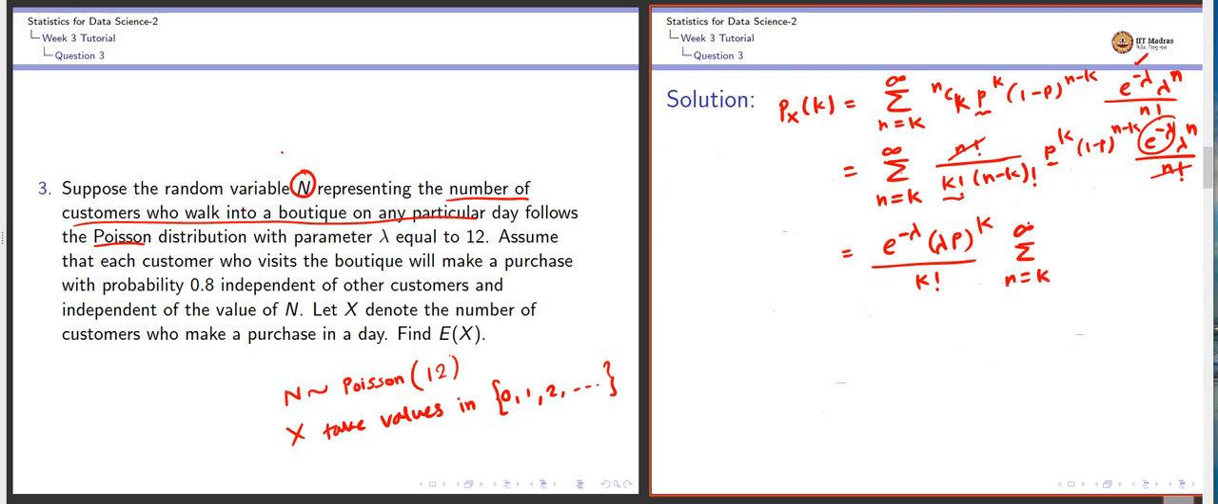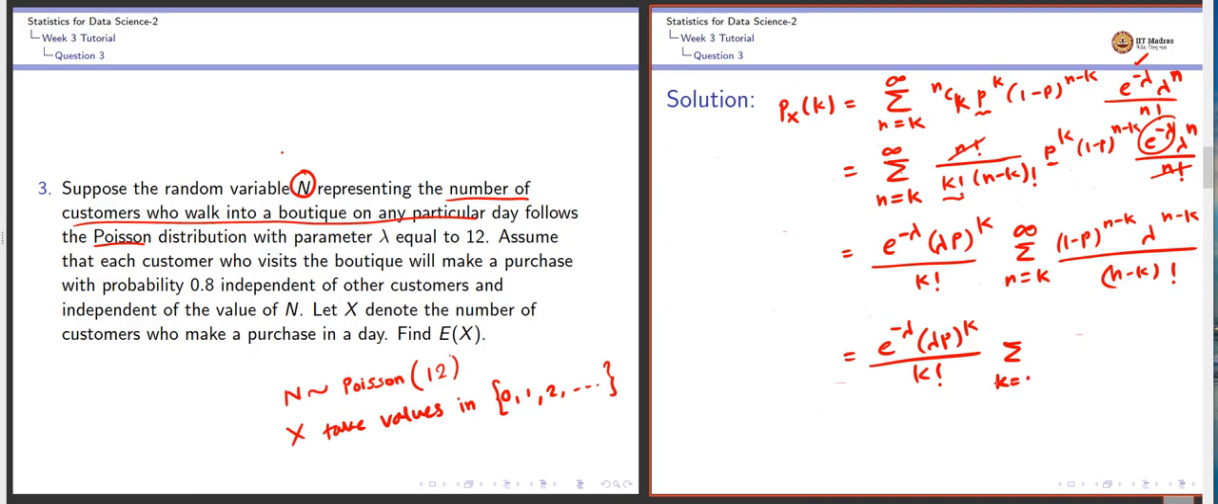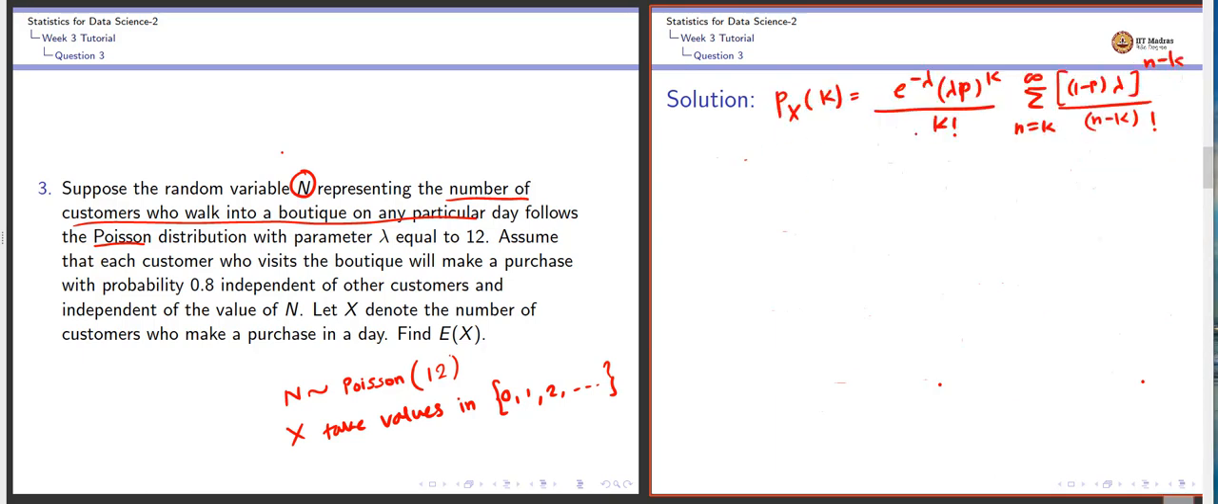So inside the summation, n goes from k to infinity. Inside the summation it will be 1 minus p to the power n minus k, into lambda to the power n minus k divided by n minus k factorial, right? So it can be rewritten as e to the power minus lambda p to the power k divided by k factorial, and again here I can write the summation as n goes from k to infinity of 1 minus p into lambda to the power n minus k divided by n minus k factorial. So this is the previous step I have written here.